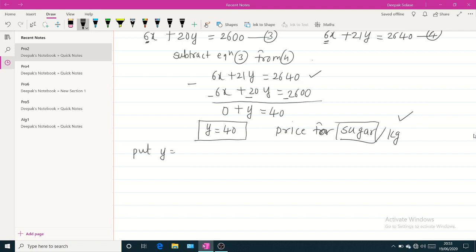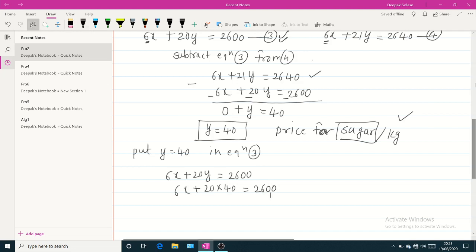So put y equals 40 in any equation; you can put it in equation 3. I'm writing equation 3 again: 6x plus 20y is equal to 2600, right? So 6x will be as it is, plus 20 into y, where y is equal to 40, equals 2600.